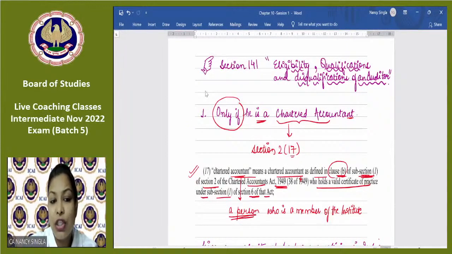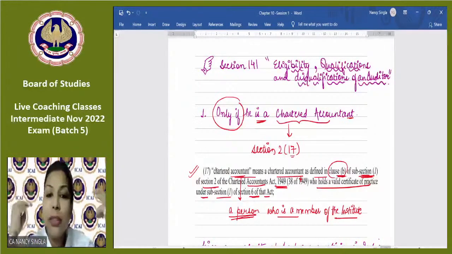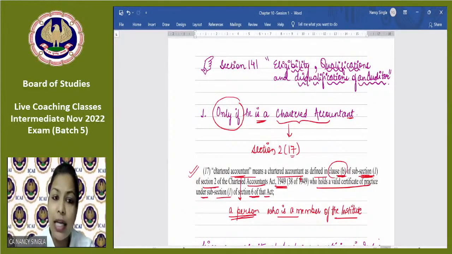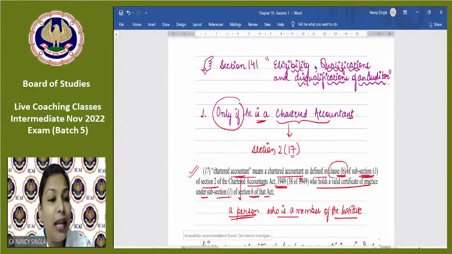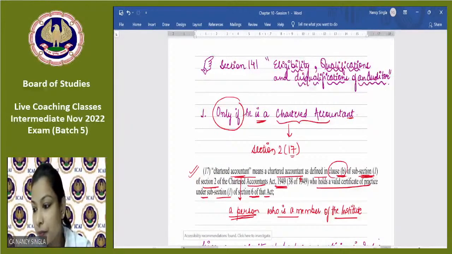It says that a person who is a member of the institute is a chartered accountant. So basically a person who is a chartered accountant as per the CA Act, and the CA Act says the person who is a member of the institute, plus he should hold a valid certificate of practice. Okay. So a chartered accountant who is holding a practicing certificate is the only one eligible to be appointed as an auditor of a company. Is it clear? Right. Okay.